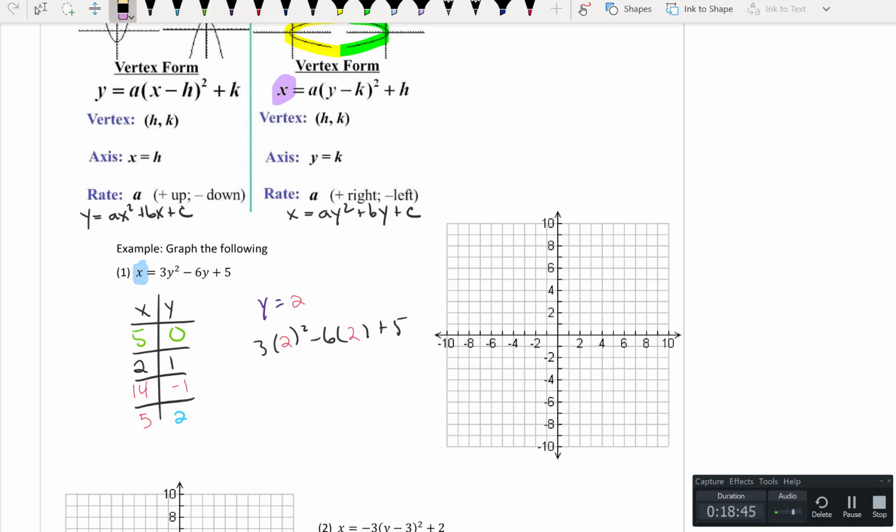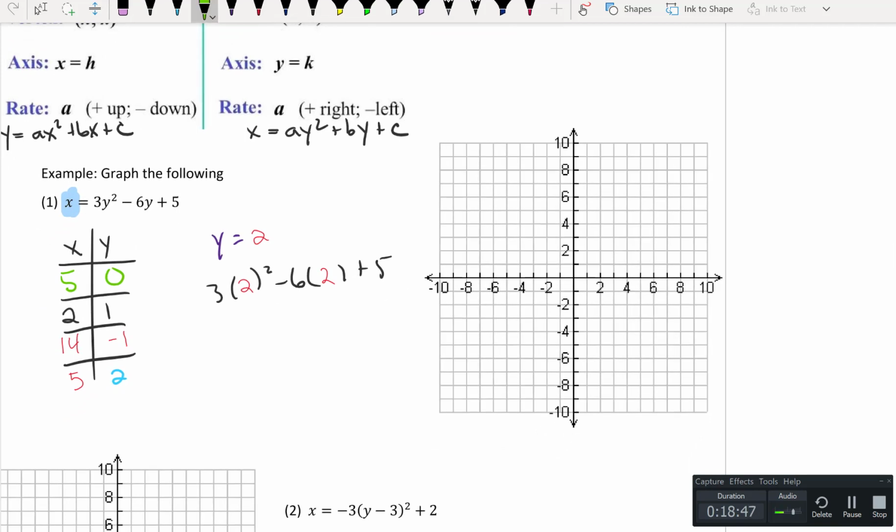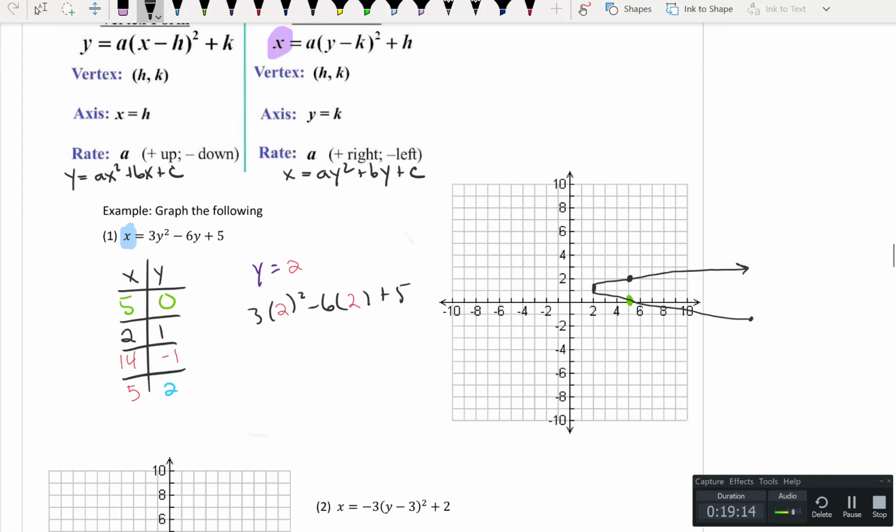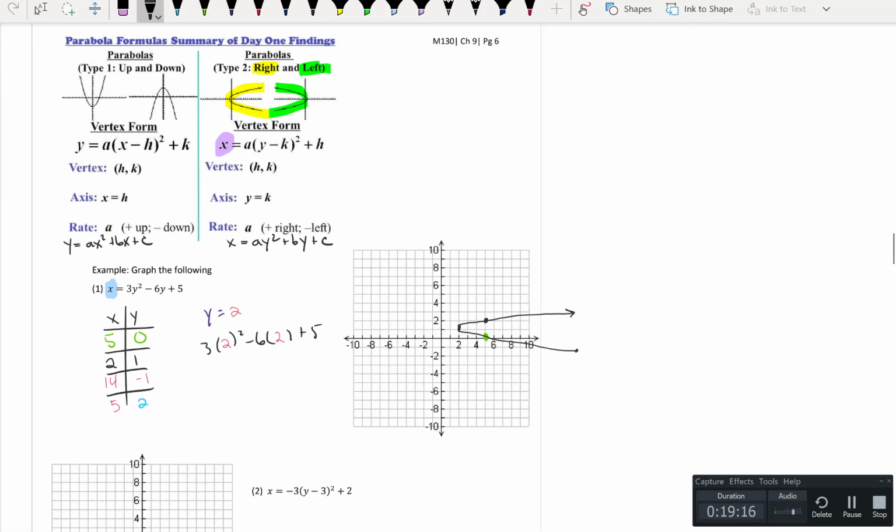Oops, got some points there. Okay, so let's try that again. So I have a 5, 0. I have a 2, 1. I have a 14, negative 1, so that's like down here, right? And I have a 5, and it's a positive 2. So it looks like more or less my graph is doing something like this. So it's opening up to the right.